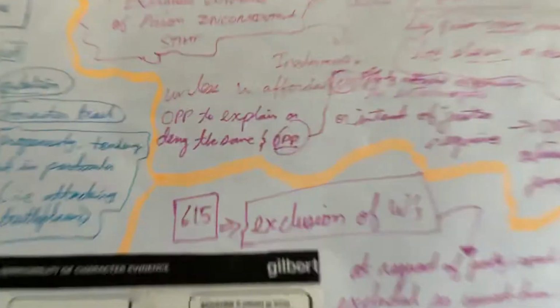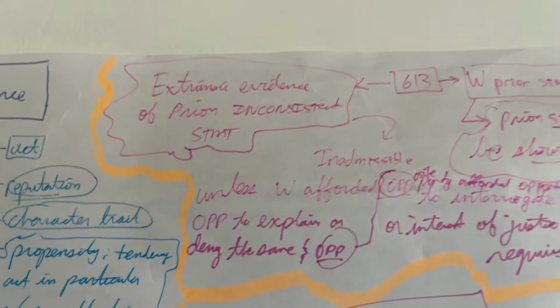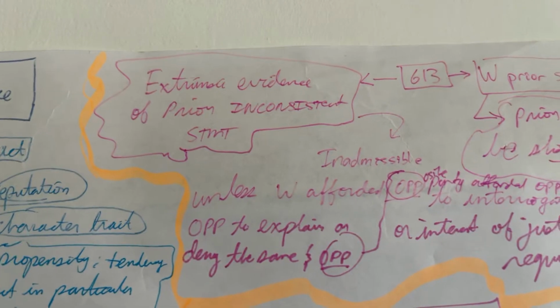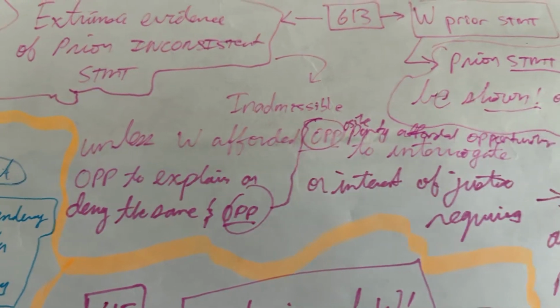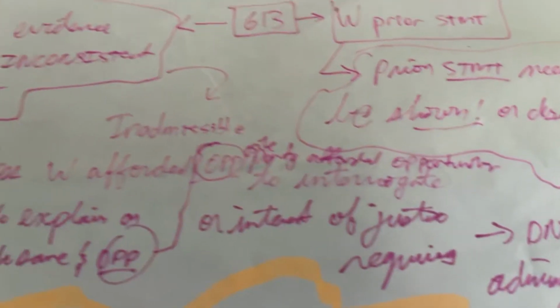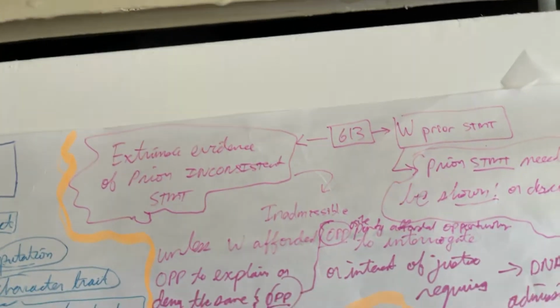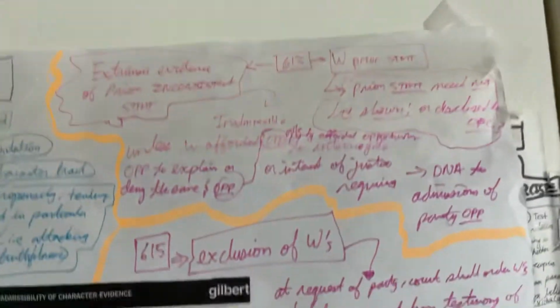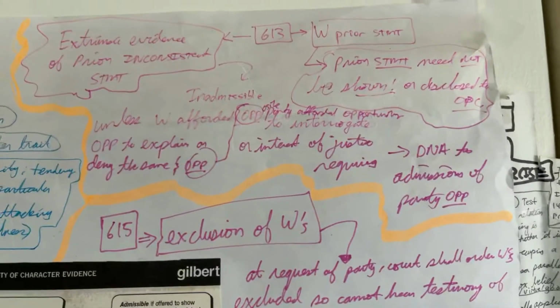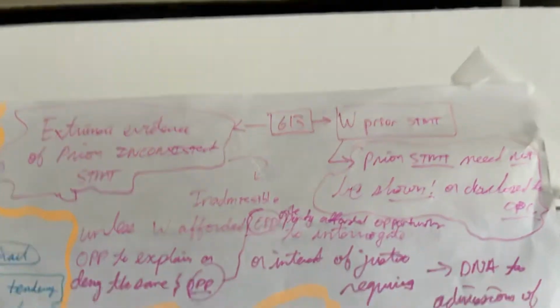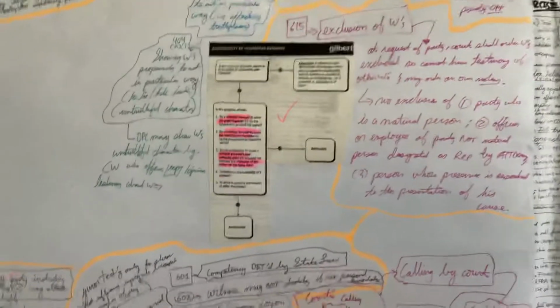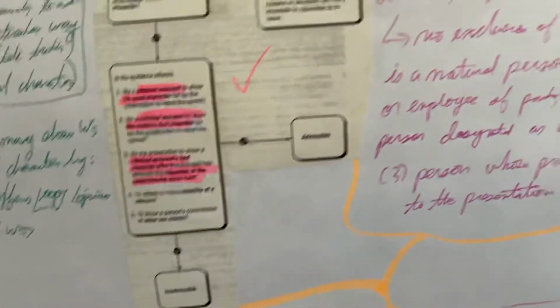So remember, over here I have written extrinsic evidence of a prior inconsistent statement is inadmissible unless the witness is afforded an opportunity to explain or deny the same, and the opposing party is afforded an opportunity to interrogate, or the interests of justice require. The prior statement need not be shown or disclosed to opposing counsel. We'll talk a little more about that later on.